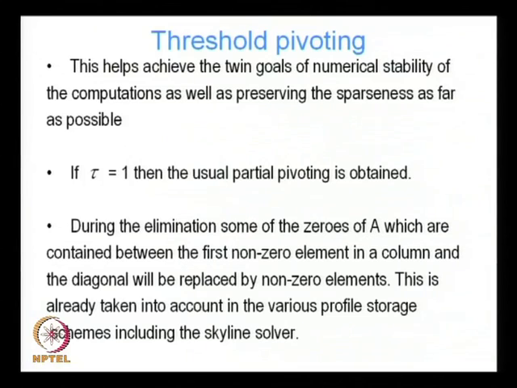This helps achieve the twin goals of numerical stability of the computations, because we are doing some pivoting at least, as well as preserving the sparseness as far as possible. If tau is equal to 1, then of course the usual partial pivoting is obtained. During elimination, some of the zeros of A which are contained between the first non-zero element in a column and the diagonal will be replaced by non-zero elements. This is not a problem, because our profile storage scheme accounts for that, because we store all the elements which are at or below the first non-zero element in a column. So, if there are zeros below the first non-zero element, we automatically store them. So, that is not a problem.